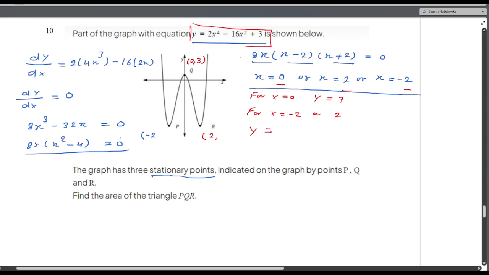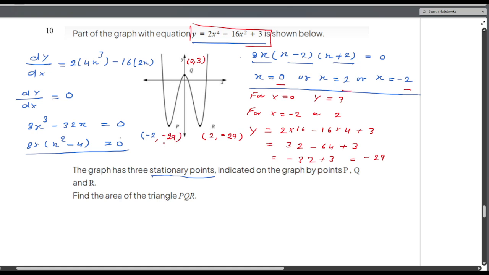So the value of y is 2 times 2 power 4. 2 to the 4 is 16. So it is 2 times 16 minus 16 times 2 square, which is 4, plus 3. So this is equal to 32 minus 64 plus 3. 32 minus 64 is minus 32, plus 3. So it is equal to minus 29. Okay, so this y coordinate is minus 29. Here it will be minus 2 comma minus 29.